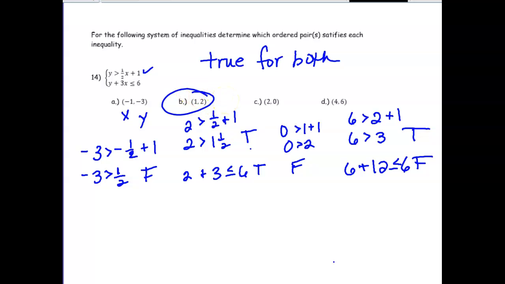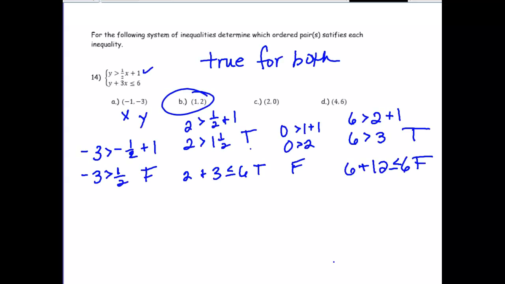The other thing you can do here is put both of these into Desmos and look at these ordered pairs. You should see that the ordered pair 1, 2 is actually in that double shaded region. So that's an easy way to check it. All right, and then going to number 15, I'll have you try that on your own, and then you can compare it to what is on the answer key.